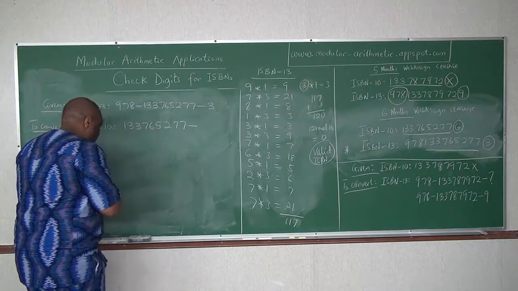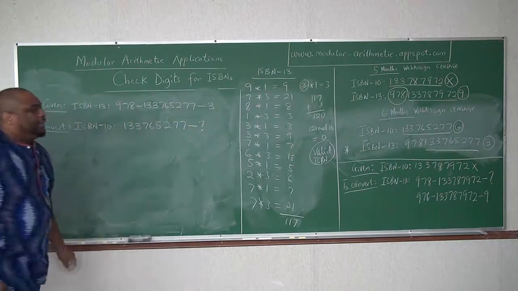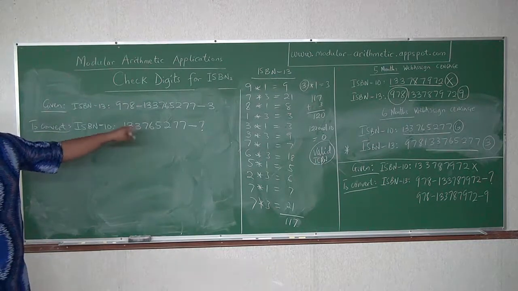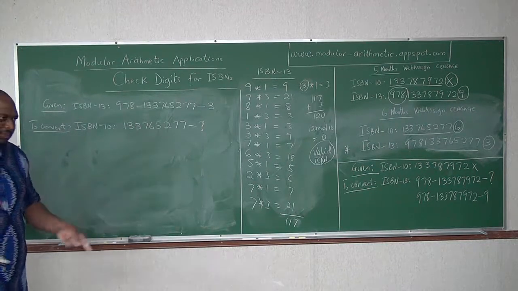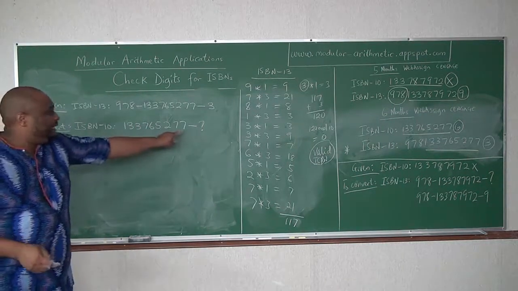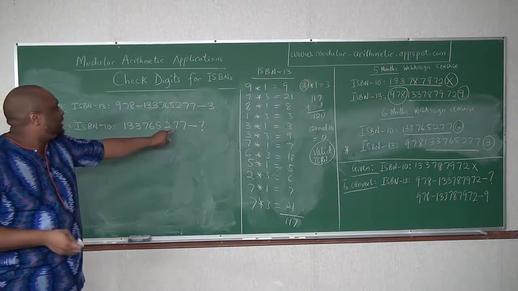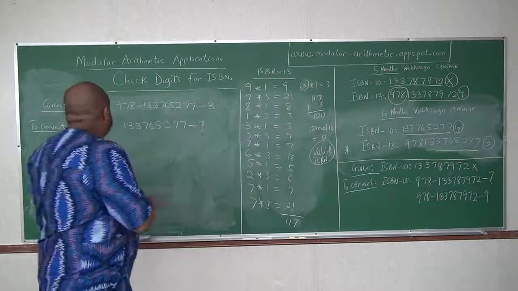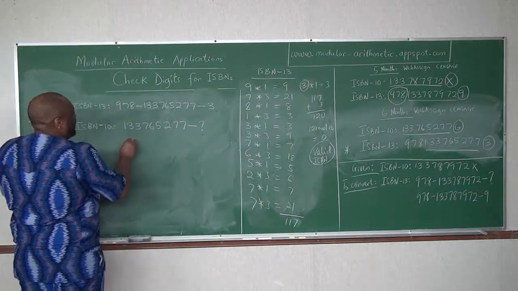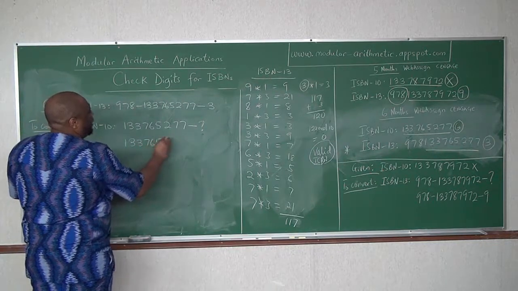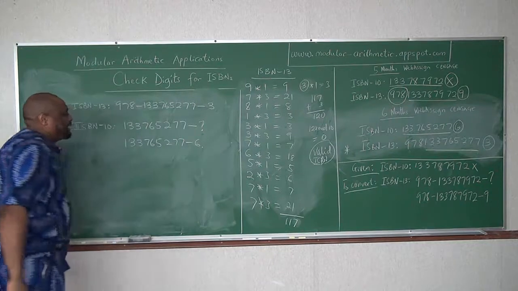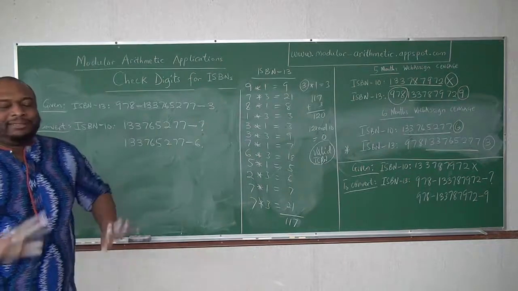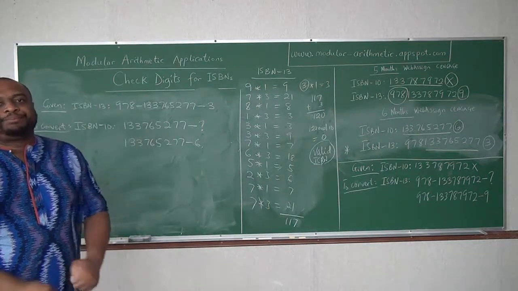So now you have 133,765,277, and then you now have to calculate the check digit for this, which we did already. To save time for this video, no need redoing it again. When we calculated the check digit, we found it was 6. And that is how it is. 133,765,277.6. That's it. The check digits are different because they are different moduli.